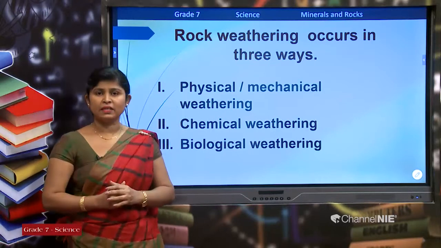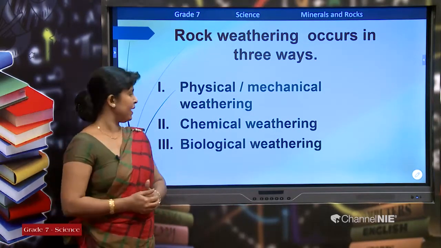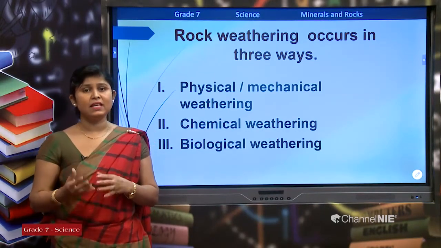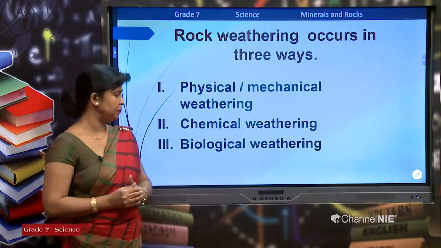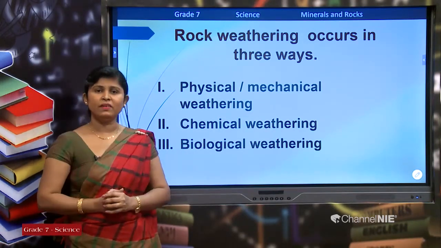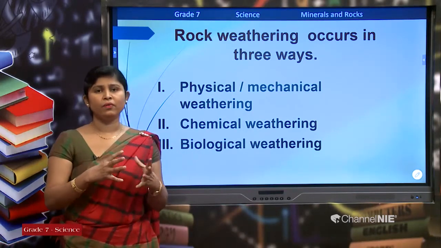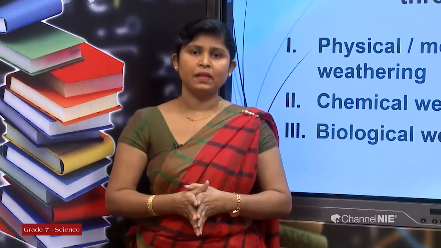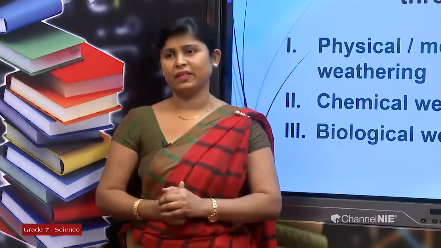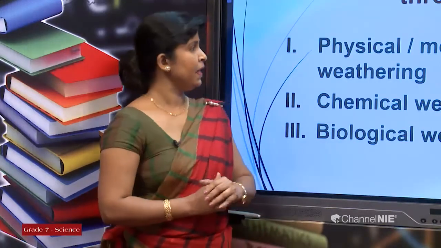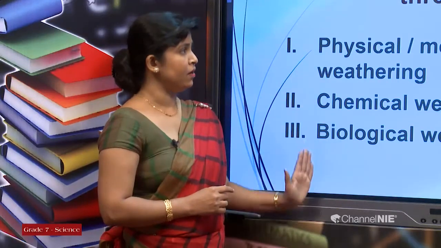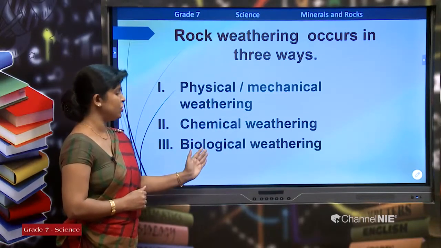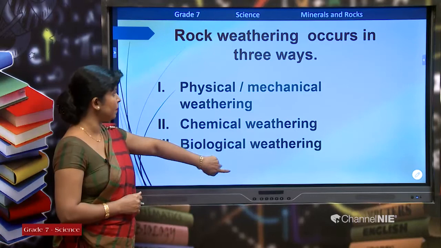There are physical factors affecting the weathering of rocks. Then chemical weathering. Due to chemical reactions, the rocks get weathered. That is known as chemical weathering. Third one, biological weathering. Due to the action of plants and due to the action of animals, the rocks get weathered. That is known as biological rock weathering, right? I think you can understand. Then there are three methods of weathering of rocks: physical or mechanical weathering, chemical weathering and biological weathering, right? Let's take one by one.